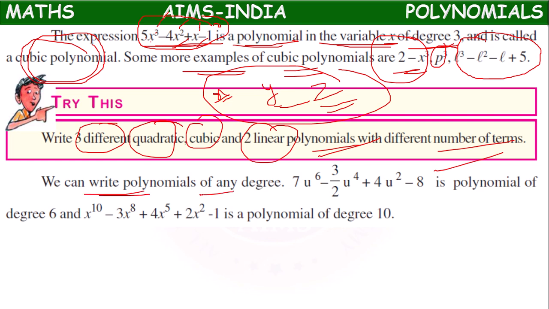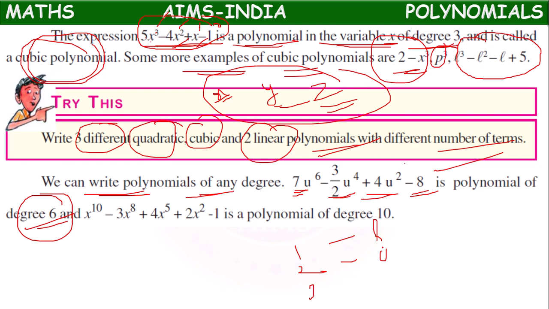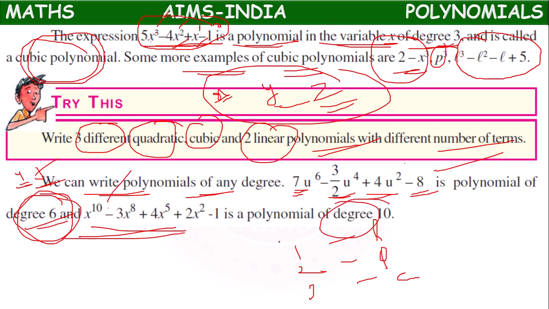We can write polynomials of any degree. 7 u power 6, 3 by 2 u power 4, 4 u square minus 8 is a polynomial of degree 6. It's called a 6th degree polynomial. For first, second and third degree we have special names: linear, quadratic, cubic. After that, based on the degree, if it is 4, fourth degree polynomial; if it is 5, fifth degree polynomial; 6, sixth degree polynomial. Now this is a polynomial whose degree is 10, called a 10th degree polynomial. Like that, we can write polynomials of any degree.